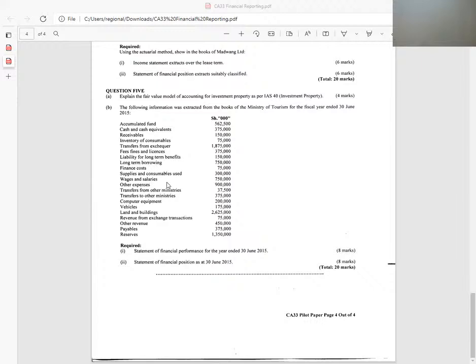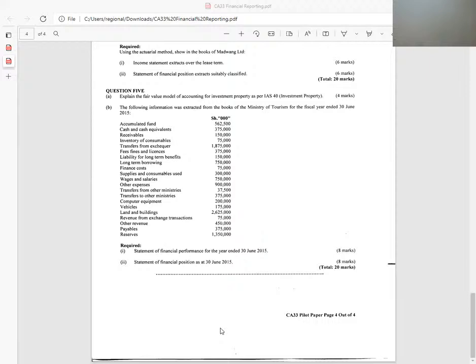I'll be able to summarize this very fast. Wages, these are yearly expenses, so they have to go to performance. Other expenses, performance. This one, they'll not be able to get it right. Please talk to me. Transfers from other ministries: where do I take transfers from other ministries? Somebody talk to me.